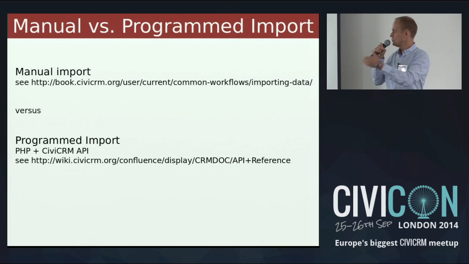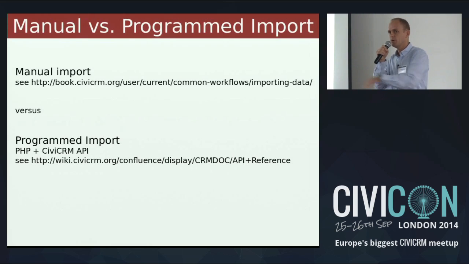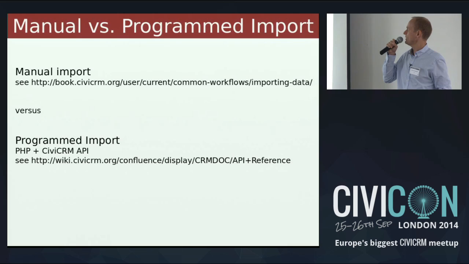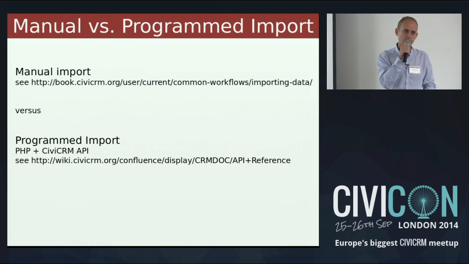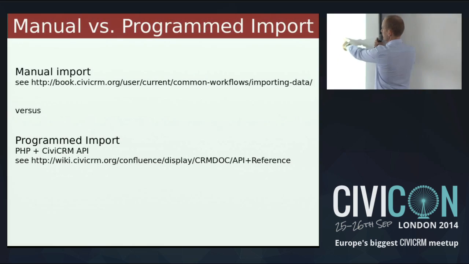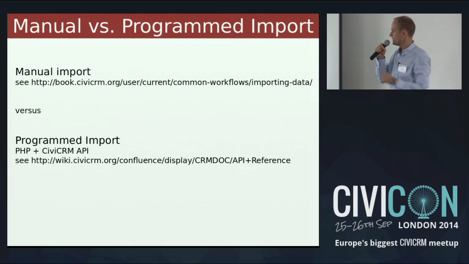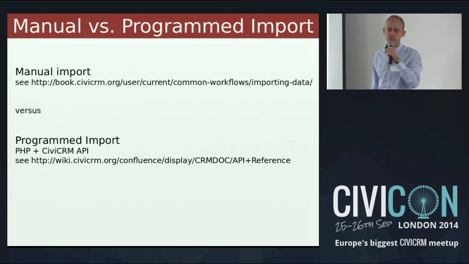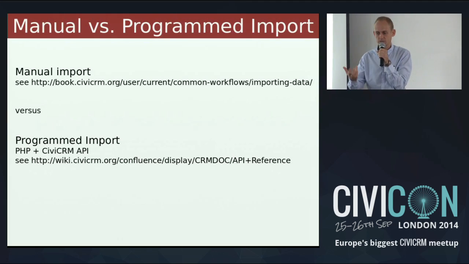But if you want to do migration every month and show it to your users, throw it away and do it again next month, then a manual import is cumbersome. So the way to do it is to program it using PHP and the CiviCRM API. You find on the website of CiviCRM on Wiki the documentation of the API, how can you import things.